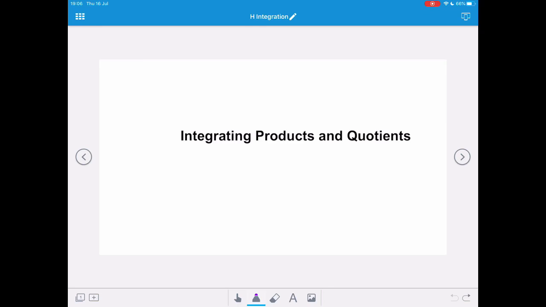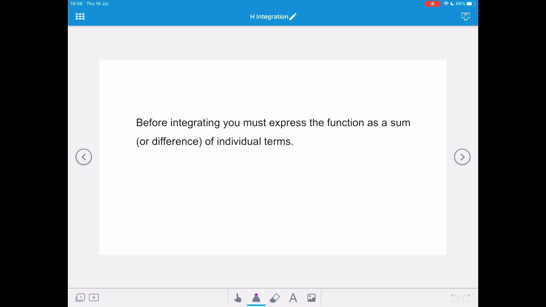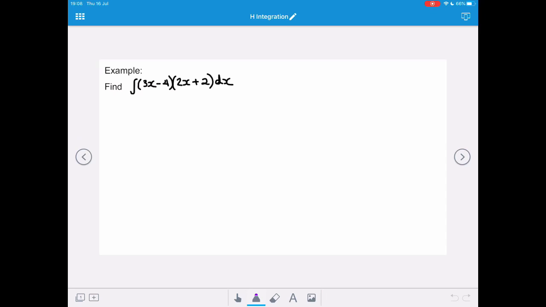In this video, we're going to look at integrating products and quotients. So in other words, when our integrands are multiplied or divided by each other. And we must remember that before integrating, we have to express the function as a sum or difference of its individual terms.